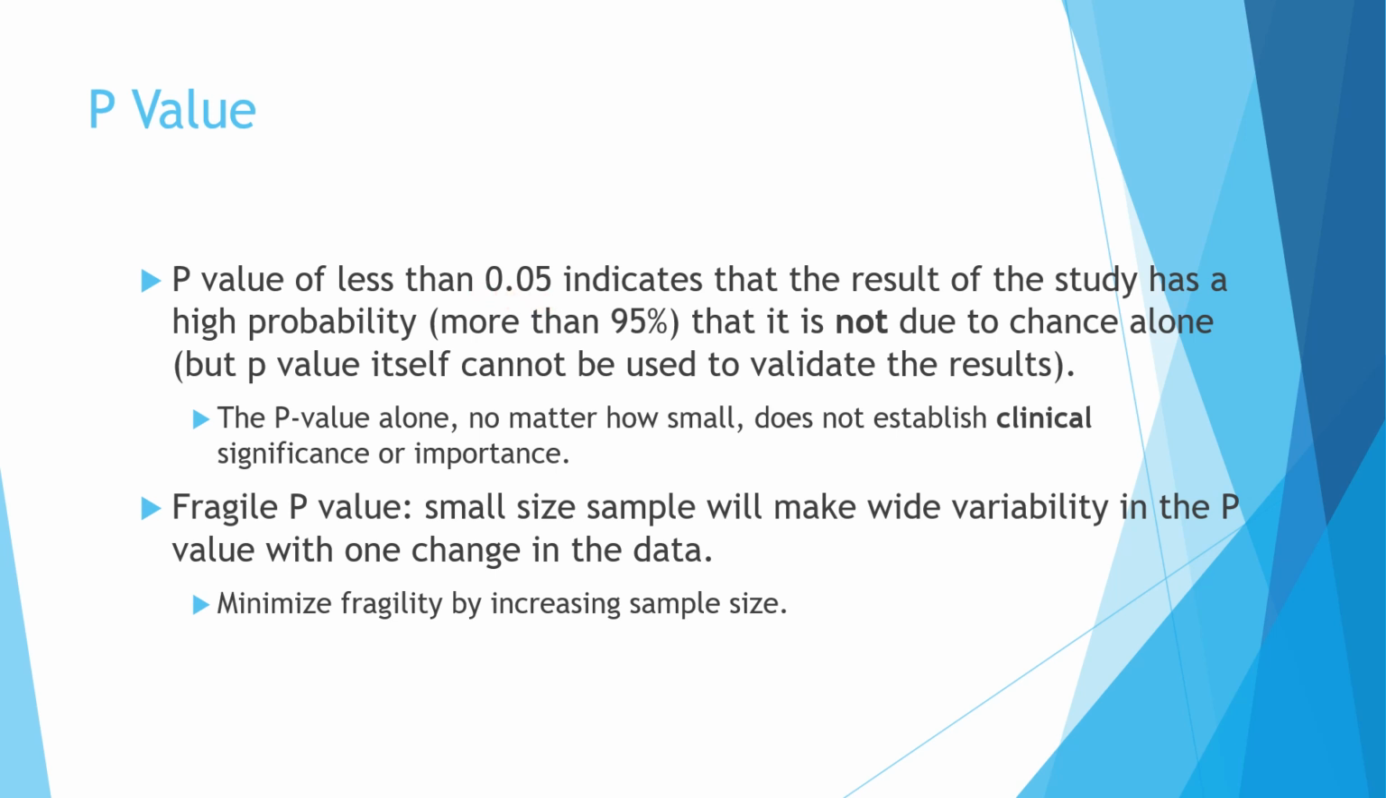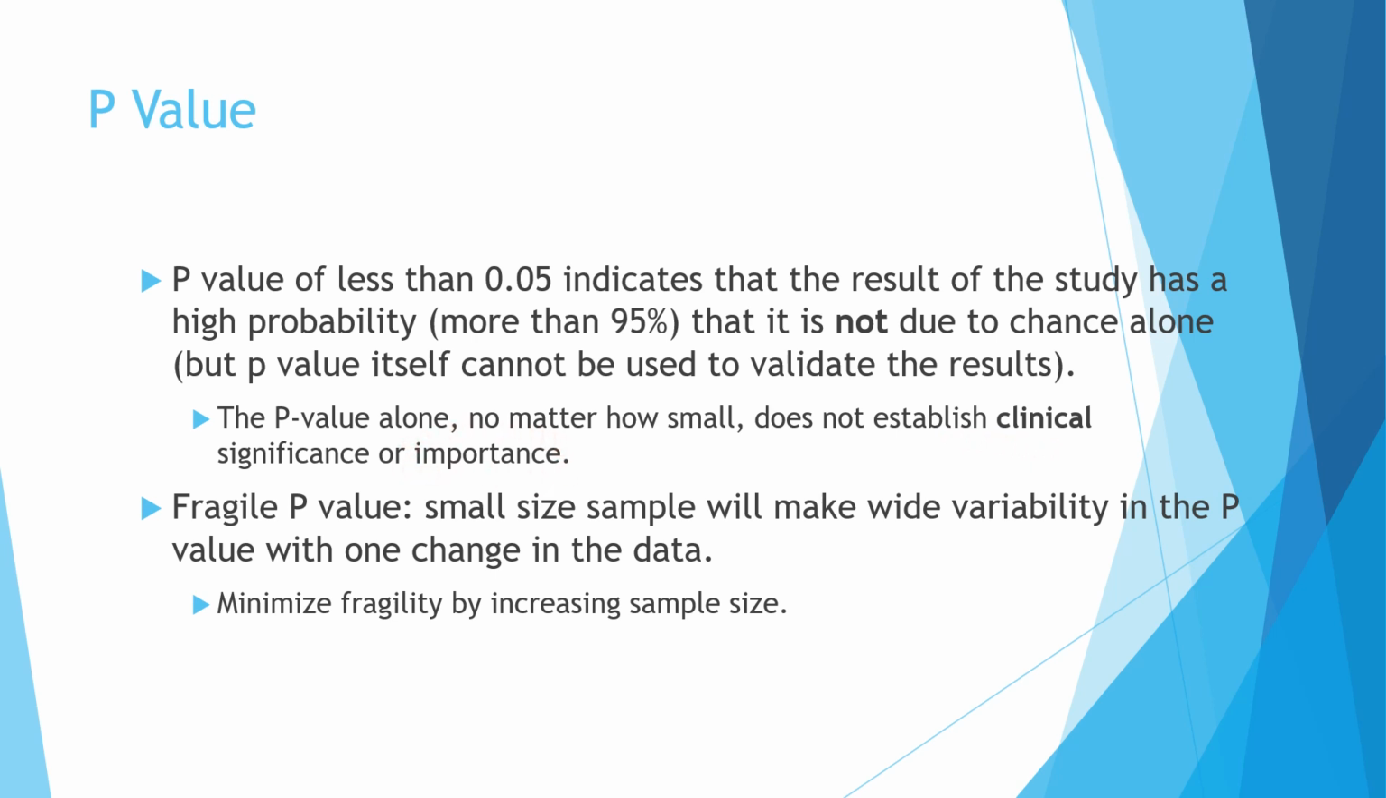Remember, the p-value does not establish any clinical significance. It can say that this difference is of statistical significance, but it does not tell you anything about clinical significance of what you found or the importance of the difference. So the p-value can tell you that the difference is statistically significant, but it cannot tell you any clinical significance or any importance of the result.